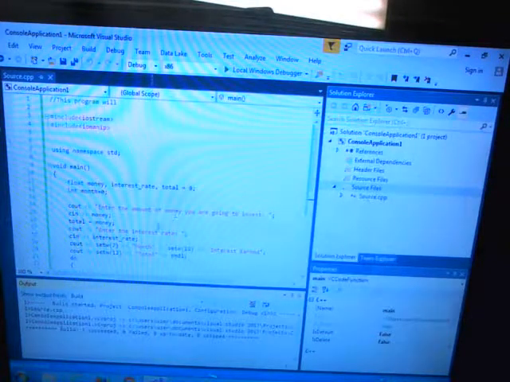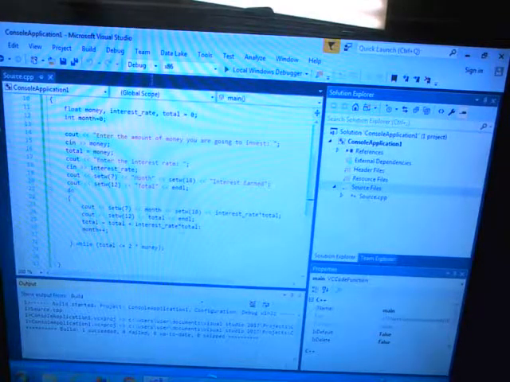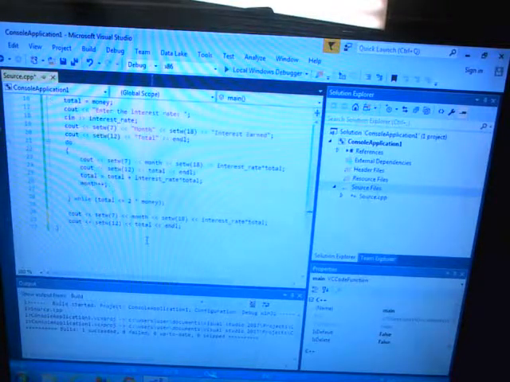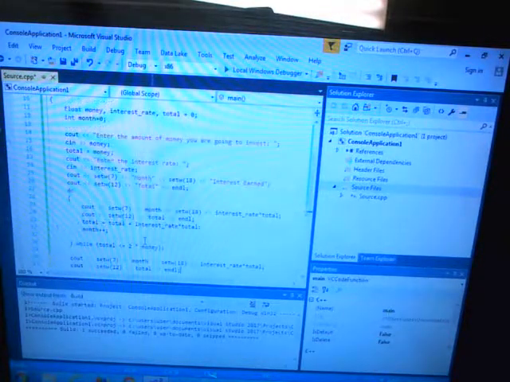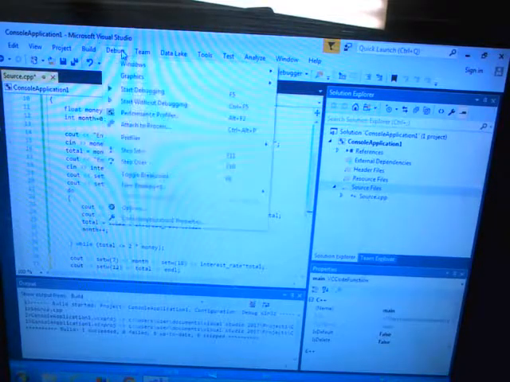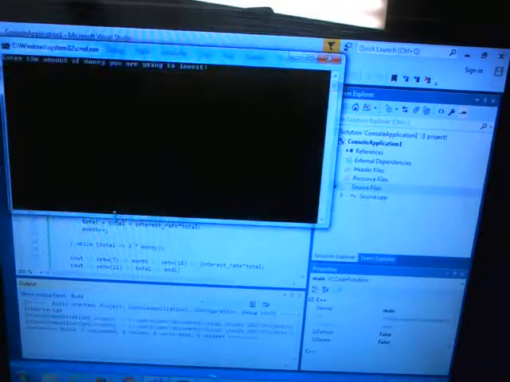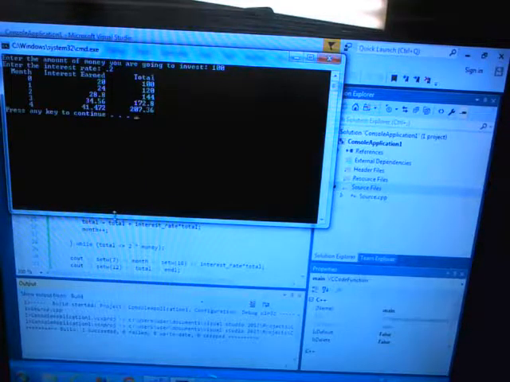All right, so the good news is I know exactly what I want. I want this outside of the loop. All right, try it again. Debug. Start without debugging. We're investing $100. We're still earning 20% interest. And you can see it took 4 months for our money to more than double.